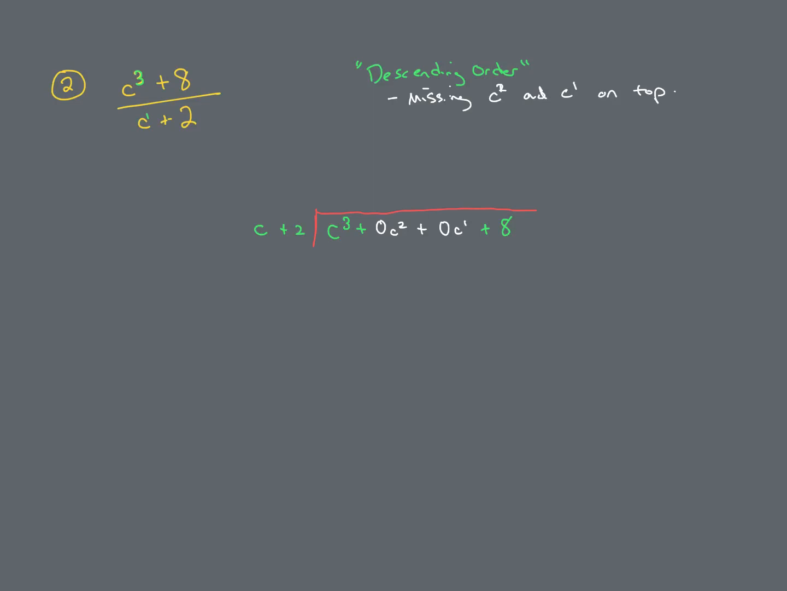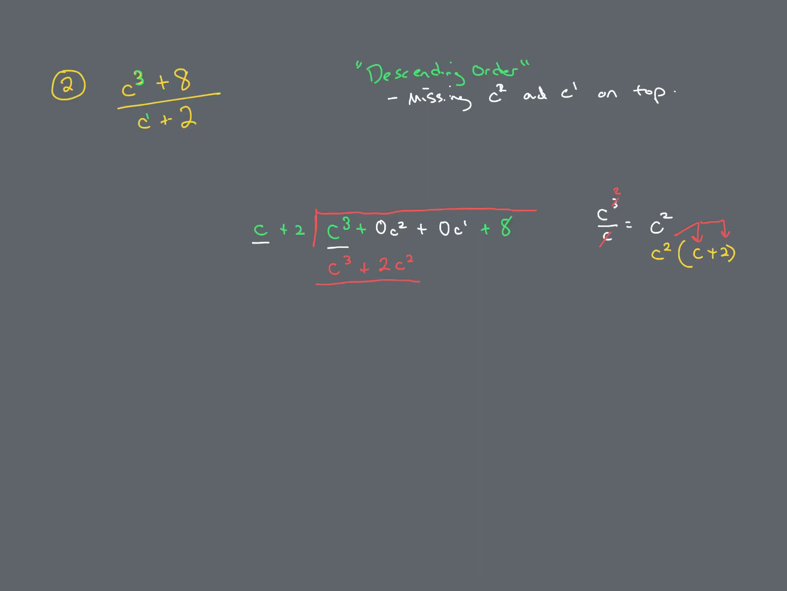And then next, we'll do the same process that we did for the previous problem. We're going to look at the first term there, c to the third, and divide that by c. So c cancels. We end up with c to the second. And we want to take that c to the second times the c plus 2 that we've got out front there. C to the second times c is c to the third. C to the second times 2 is positive 2c squared.